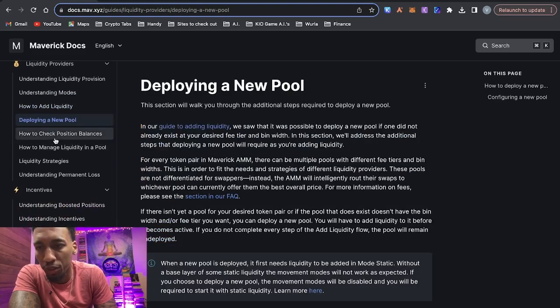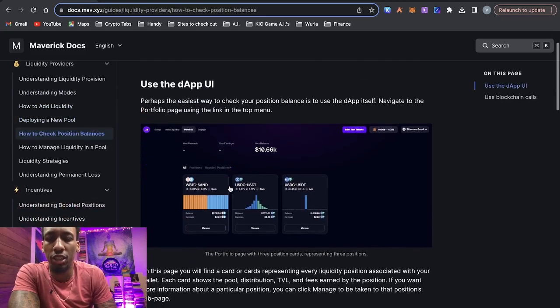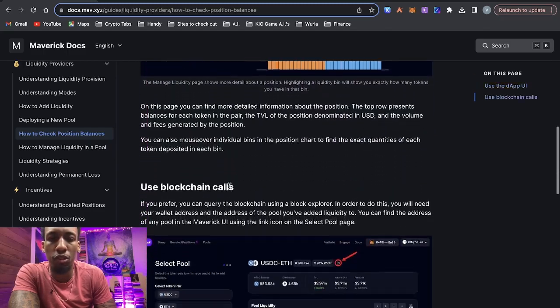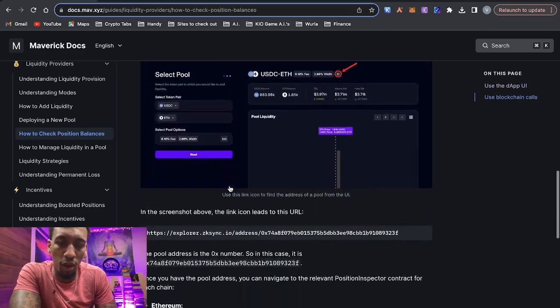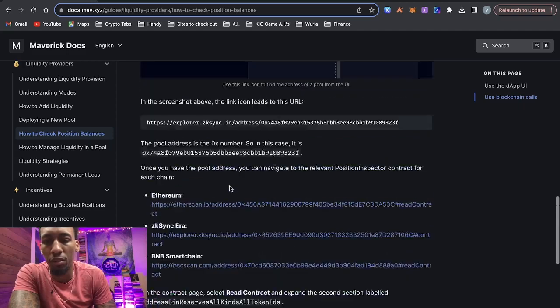They go on to show you how to add liquidity, which is pretty standard, how to deploy a new pool, which is pretty standard. They show you how to check everything. So they give you some tools to check them. It's not like APY Vision, but it's better than nothing.